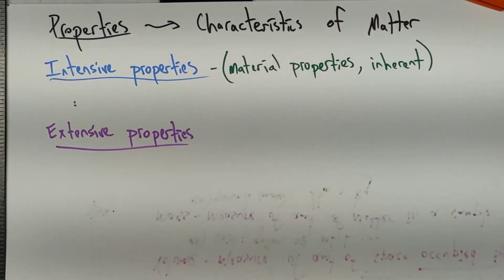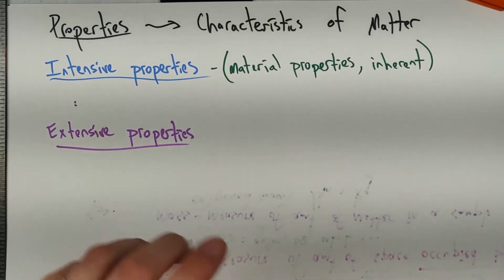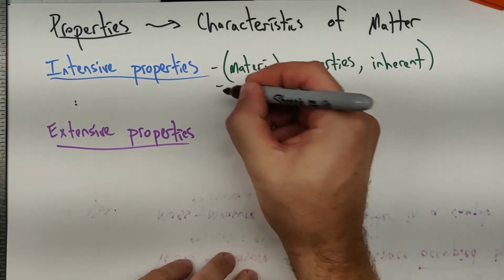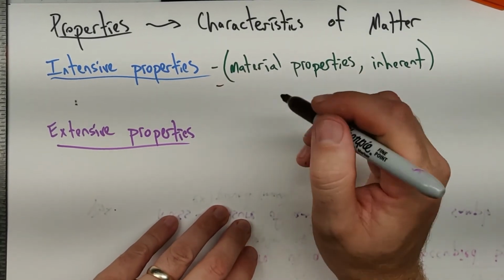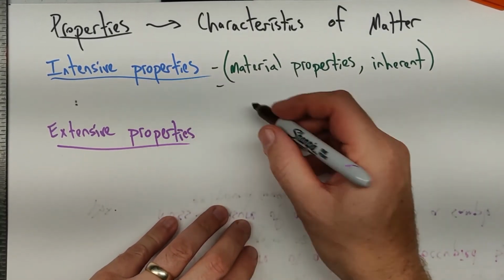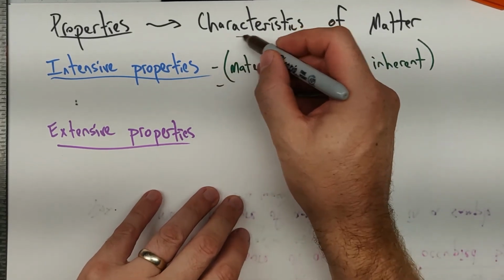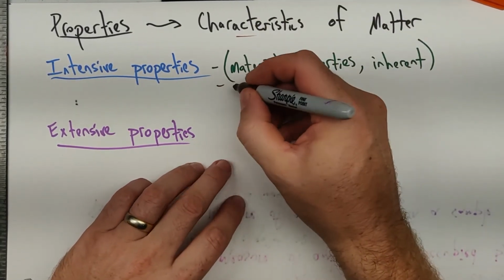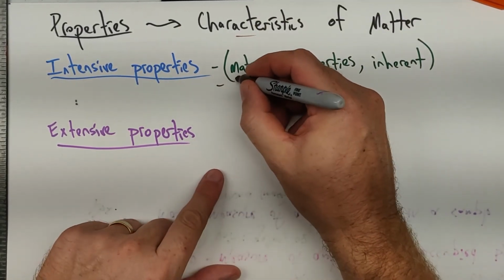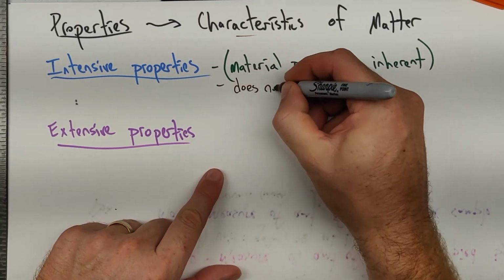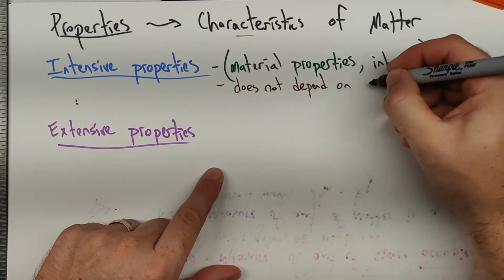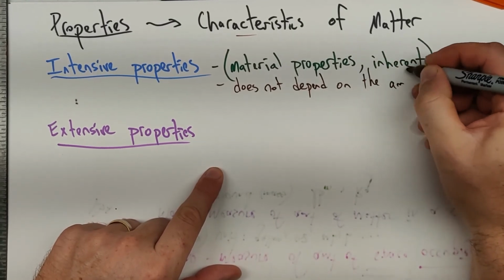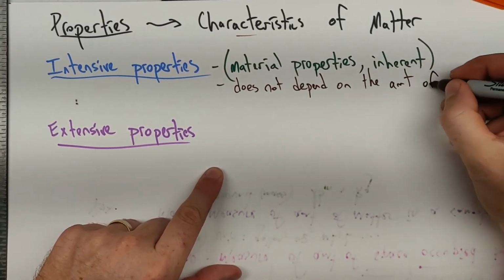So let's get our explicit definitions for these. What is an intensive property? Well, the external factor of interest to us here is matter, the amount of matter. Specifically, an intensive property is a characteristic that does not depend on the amount of matter present. And again, abbreviation: amount.